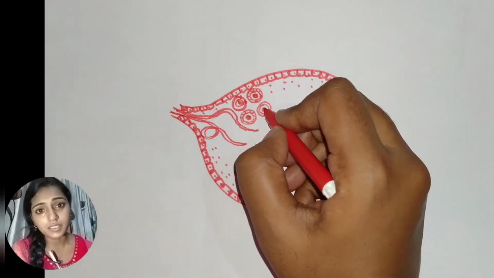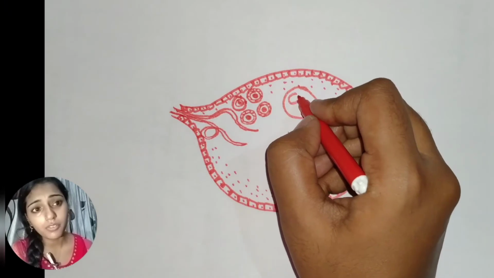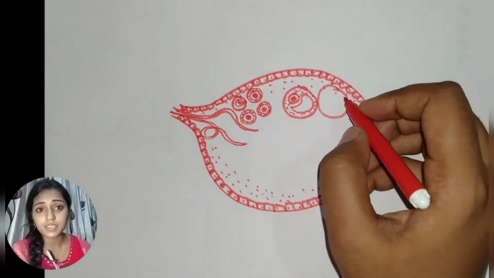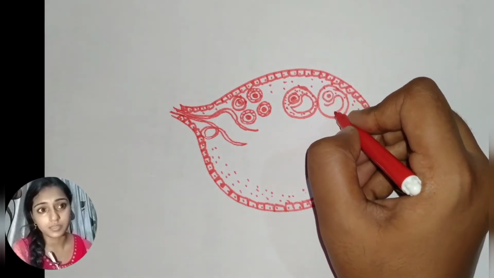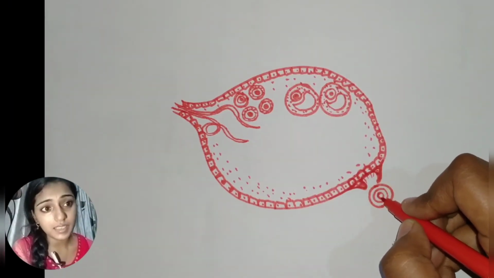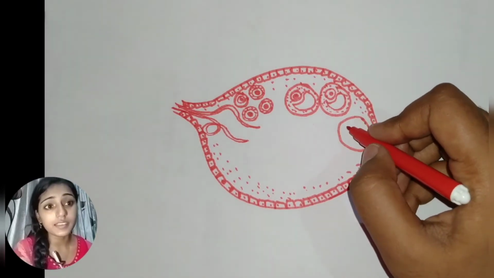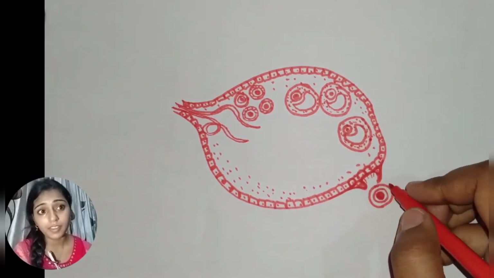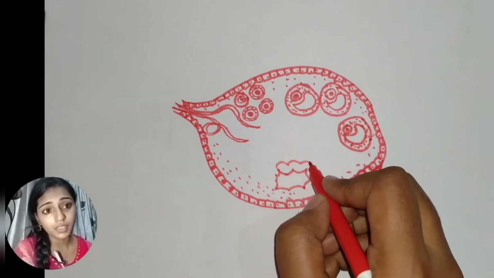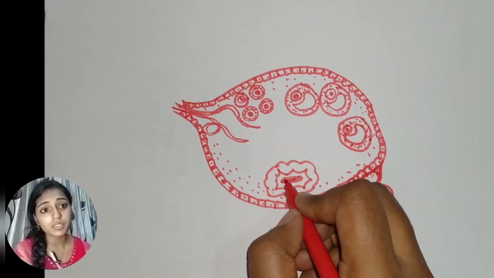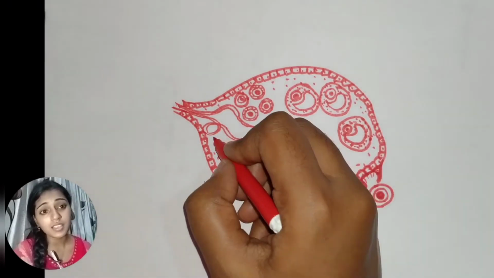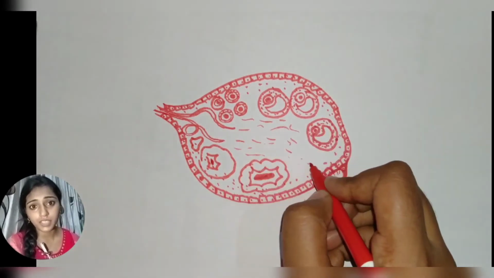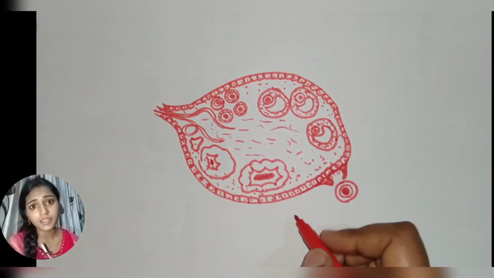In the cortex region, the primordial follicles, the maturing follicles, and the fully mature follicles are present. And this is the ovum released by the rupturing of this fully matured Graafian follicle. The fully mature follicle is called the Graafian follicle. The Graafian follicle without the ovum is called the corpus luteum, as you can see in this diagram, and this is the degenerating corpus luteum. This is the medulla, which consists of connective tissue, elastic fibers and a few blood vessels.